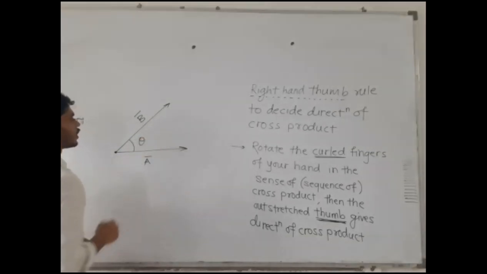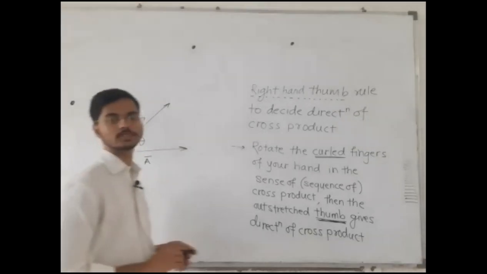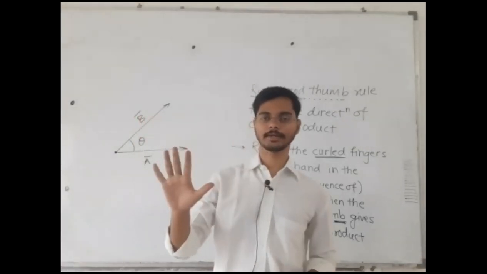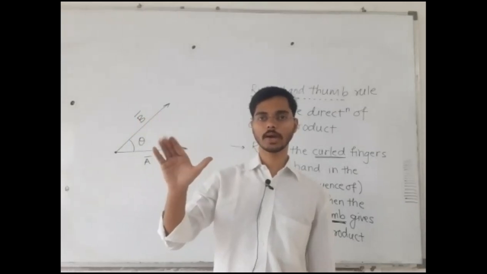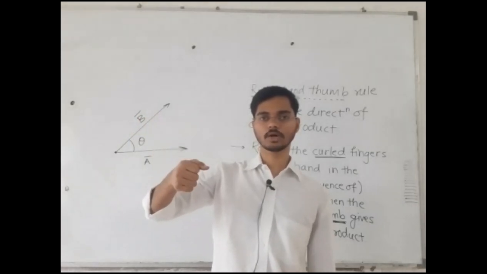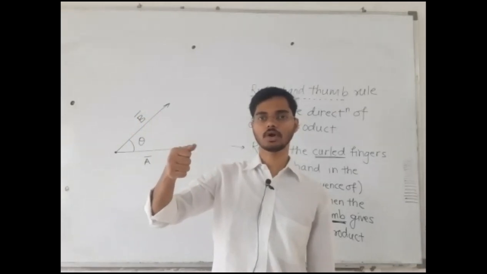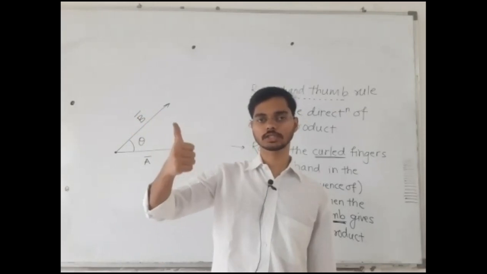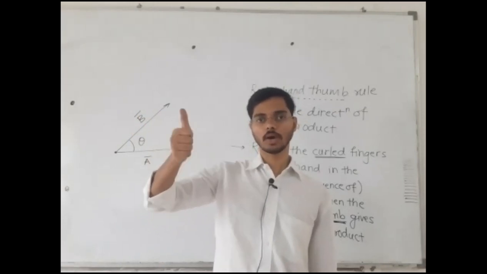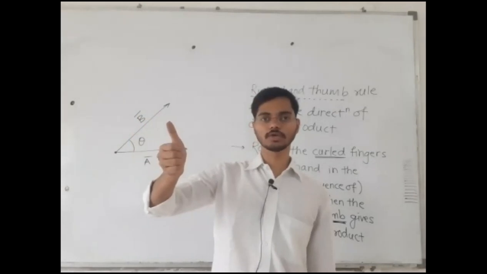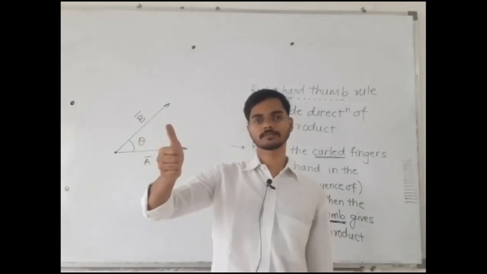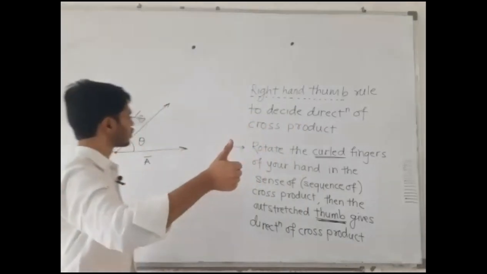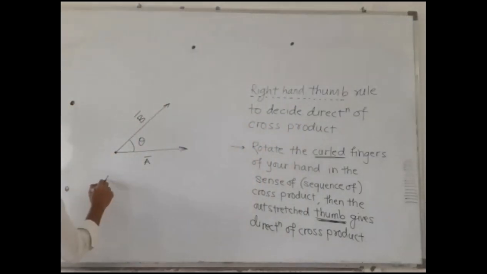Now once you make A bar and B bar co-initial, you have to use your right hand. You have to outstretch the thumb, not like this, like this. So now you have outstretched the thumb and you have to curl your fingers. Now you will find out the direction of cross product A cross B.